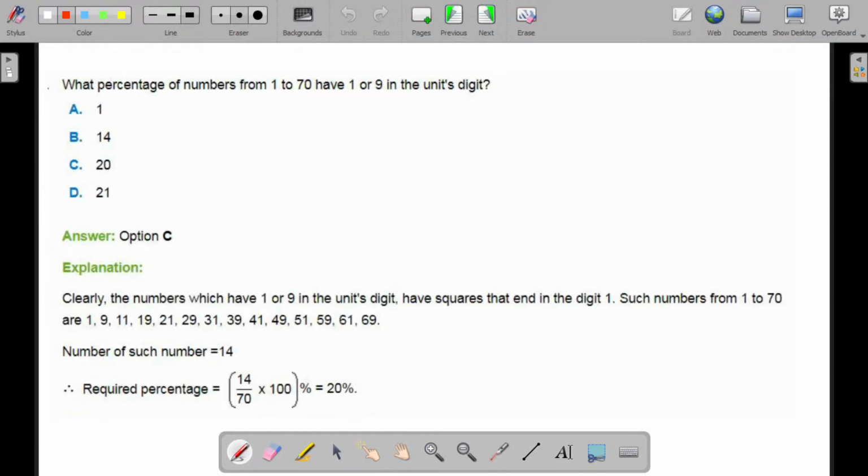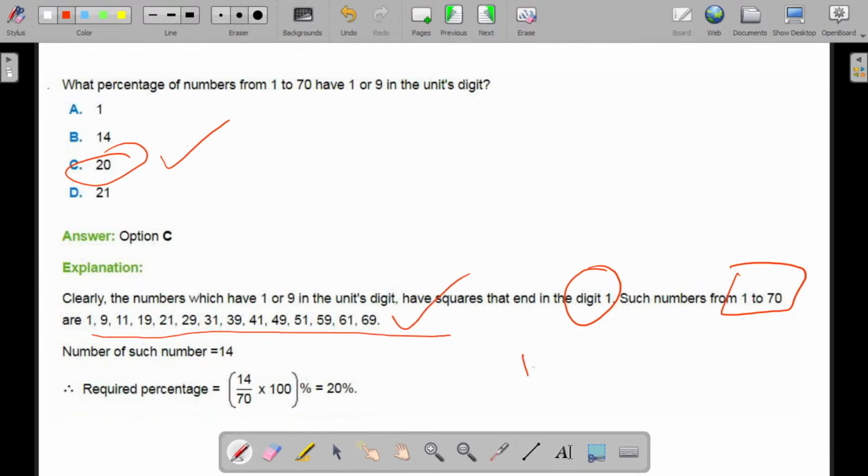Okay, so the correct answer is C. You need to calculate the digits with 1 and 9. From 1 to 70, you will get around 14 digits. So 14 out of 70, because your range is 70, so you will get 20 percentage. Very simple problems.